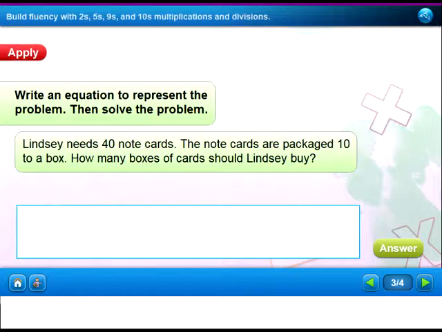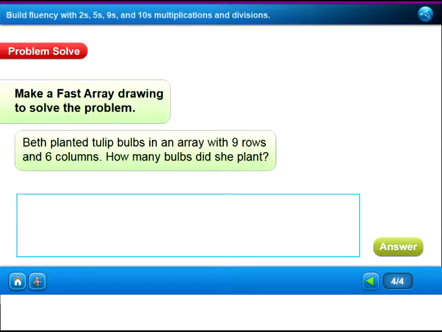See if you can figure that one out on your own. Problem number 3. Problem number 4. Again, a fast array. We want to be able to see if you can do it.